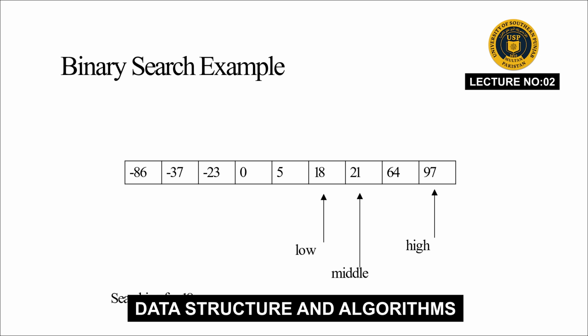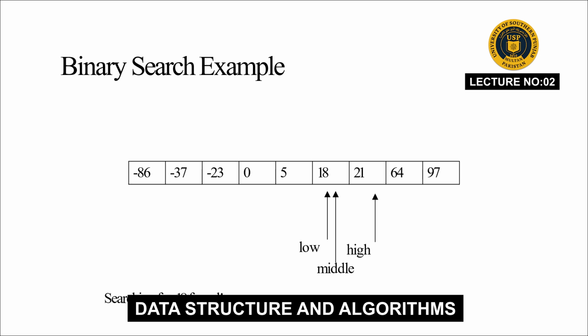Midpoint is equal to (5 + 8) divided by 2, which is equal to 6. The mid index is 6. Value at index 6 is equal to 21. Compare target 18 with middle value 21. Since 18 is less than 21, we search in the left half of this range.